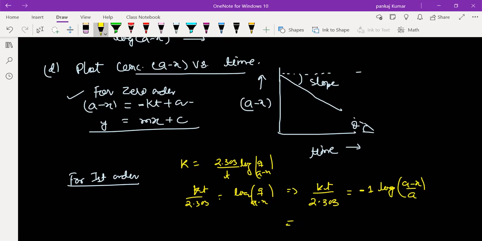Actually, you have to substitute log a minus x by a is equal to, this should be like this one, 2.303 by kt. Sign will be minus. Oh no, exactly. kt divided by 2.303. That's clear now? Now we can plot the graph.